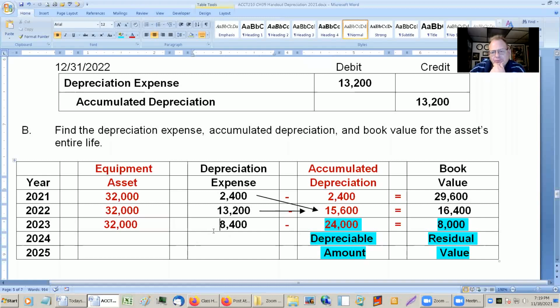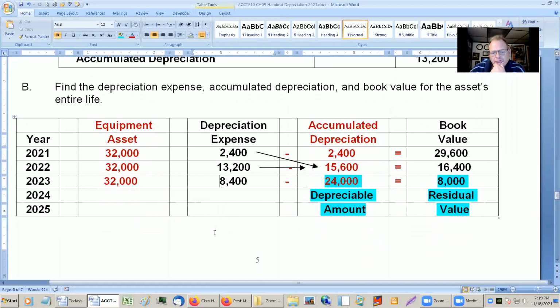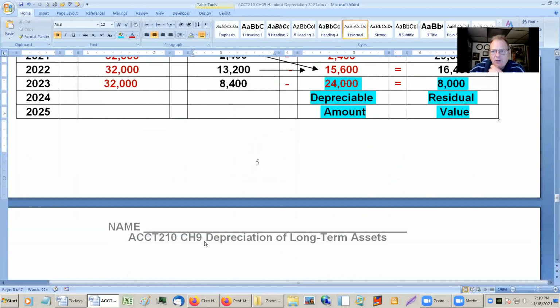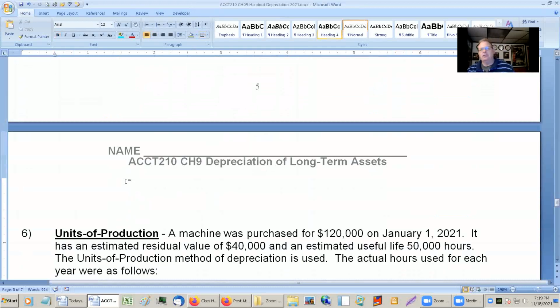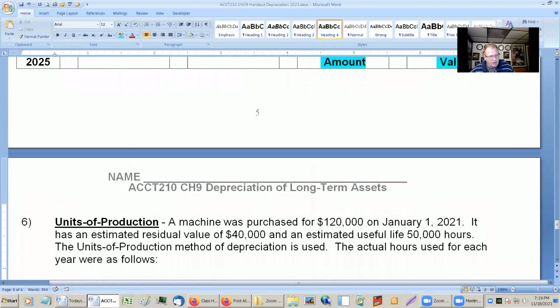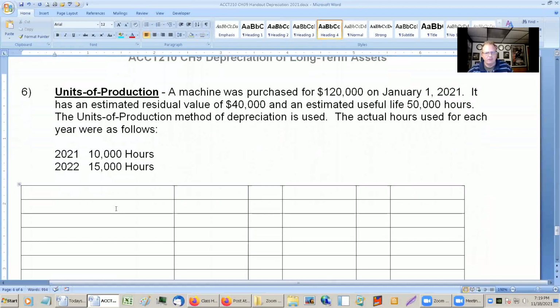Question on that thing? Okay. Well, if there's one thing I know about college students, it's that they love doing depreciation problems. So number 6 is here, and I will be quiet and see if you can figure this one out.